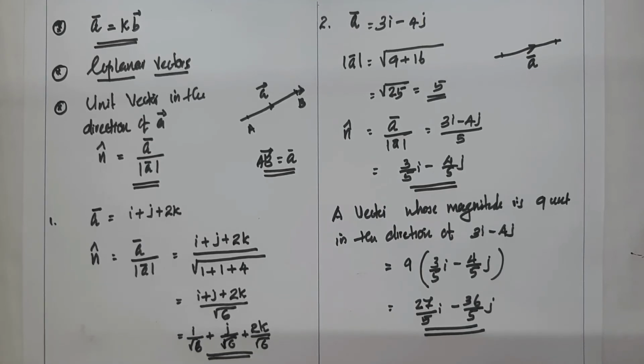That's all. Suppose another question: find a vector in the direction of vector A equal to i plus 2j plus 3k whose magnitude is 10 units. Similarly, we can find it. First of all, you convert the given vector into a unit vector, then multiply by that constant, that is 10 or 11, any number. Okay, it's a very important question.